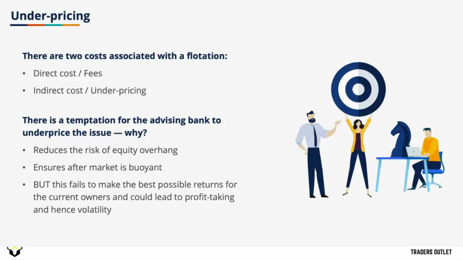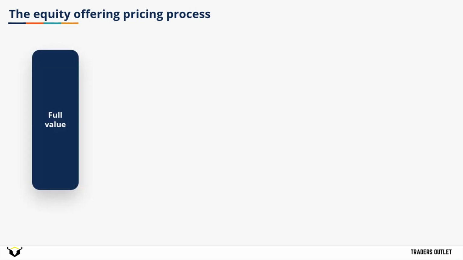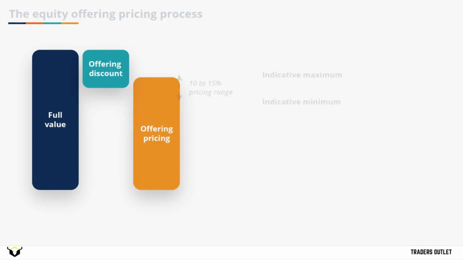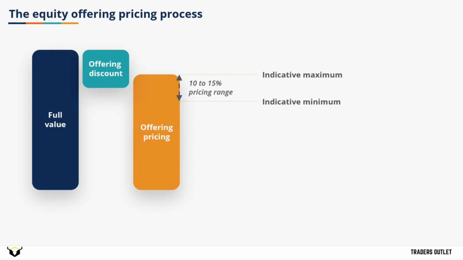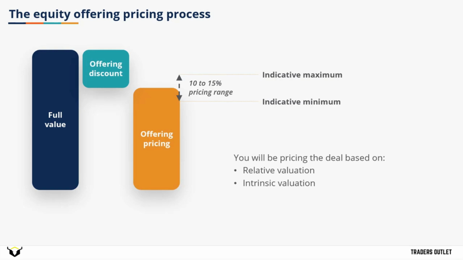Let's take a look at how the IPO pricing really works. You've got the full value of the shares. Then you have an IPO discount and the pricing range. Typically, you have about a 10 to 15% indicative range between the maximum and the minimum. And you're going to be pricing the deal at the end of the day based on a combination of relative valuation of other companies and intrinsic valuation, which is discounted cash flow modeling. But as you can see, there is going to be some level of discount in the IPO pricing so that the aftermarket performance is at least stable, if not stronger than that.